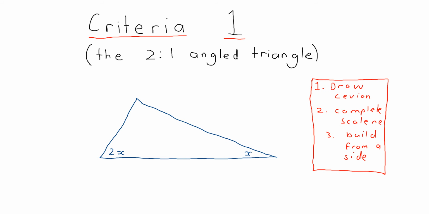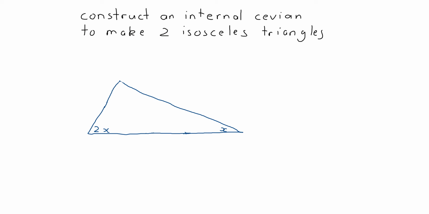Alright, let's get started. So, what I want you to do, and please pause the video and have a go at this, construct an internal cevian, and you should know what a cevian is now, to make 2 isosceles triangles. So pause the video and have a go at it, and I'll wait for a moment. Okay, good. Hopefully you've paused it.